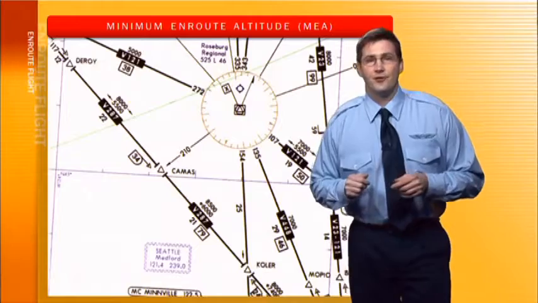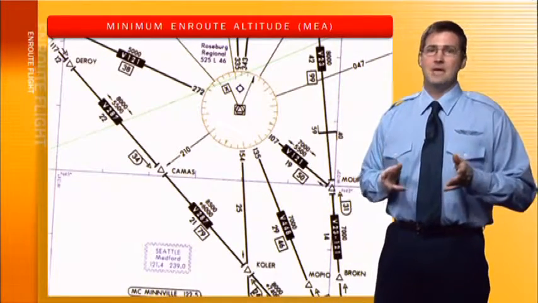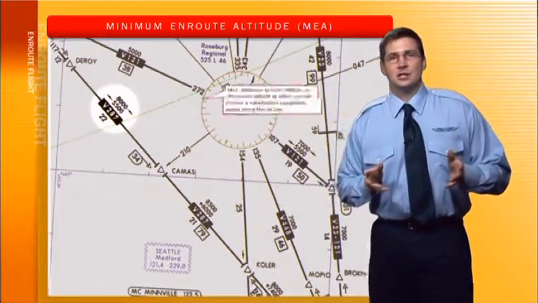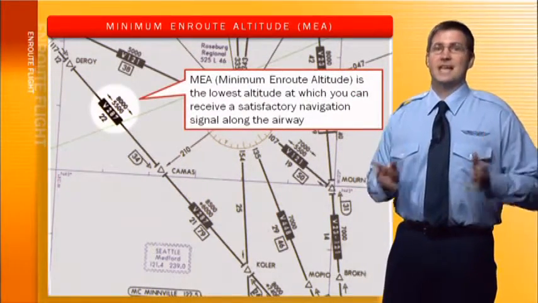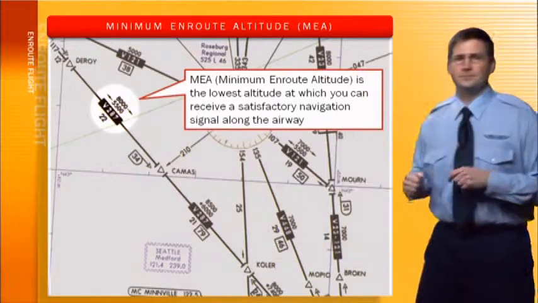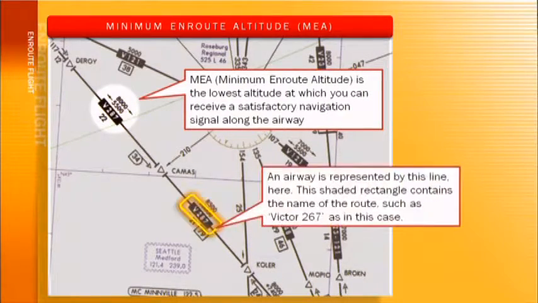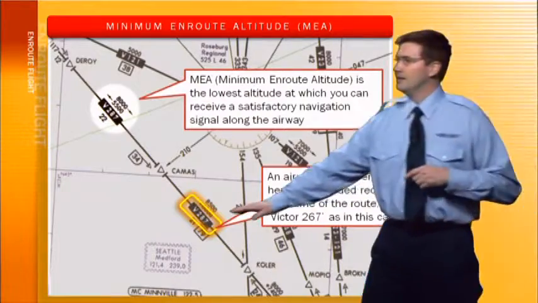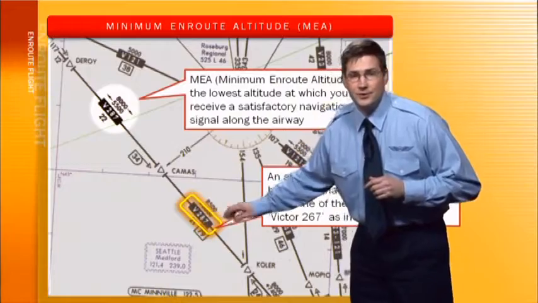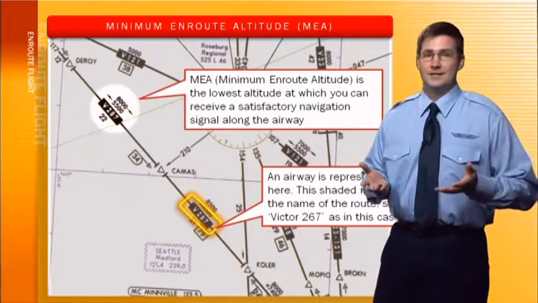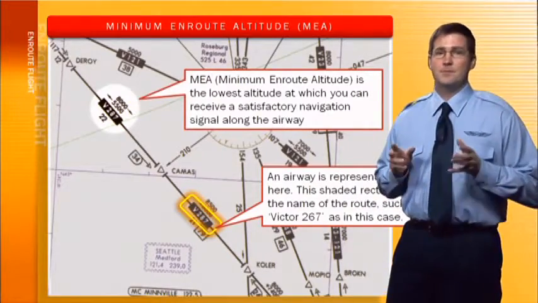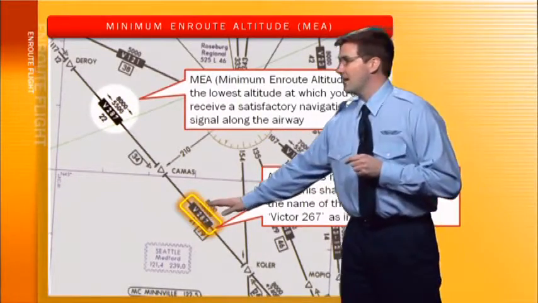Let's focus on the first of our minimum altitudes, the MEA, or the minimum en route altitude. Now, the MEA is the lowest en route altitude to receive a satisfactory signal along airways called Victor airways in our system. An airway is represented by this line that you see right here. This shaded rectangle contains the name of the route, such as Victor 267 or Victor 480. Now, above the rectangular shaded box is the flight segment minimum en route altitude. You can see that right here.